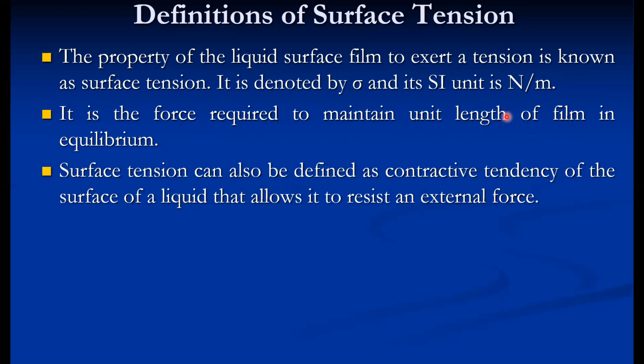And finally, in a practical way, surface tension can also be defined as the contractive tendency of the surface of a liquid that allows it to resist an external force. It is mainly because of cohesion, and cohesion means the molecules are attracted toward the center. So because of this cohesion, the contractive tendency of the liquid occurs.